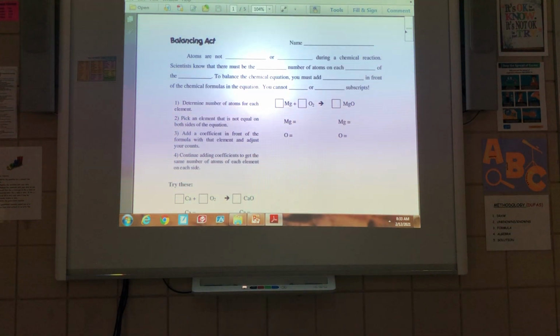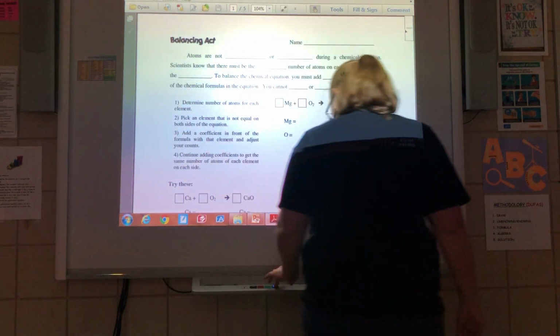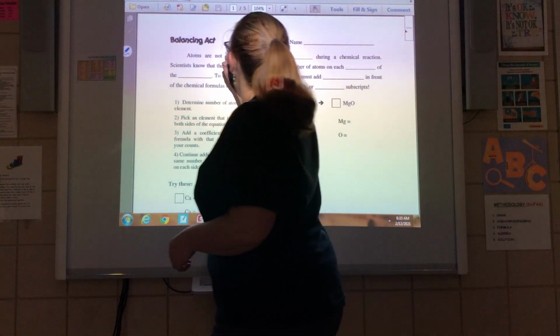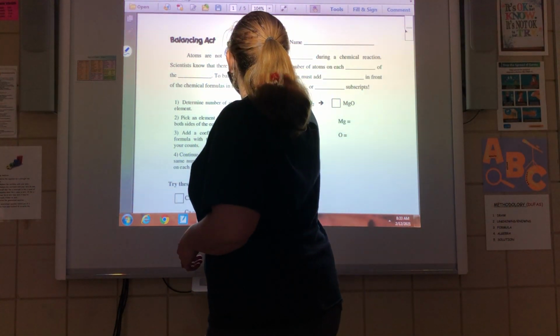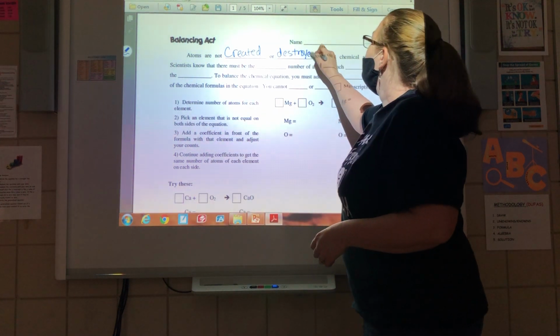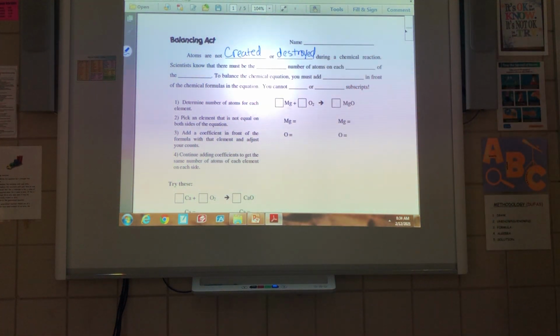All right, so the balancing act. Let's fill in the blanks first. So atoms are not created or destroyed during a chemical reaction. Scientists know that there must be the blank number of atoms on each blank of the blank.